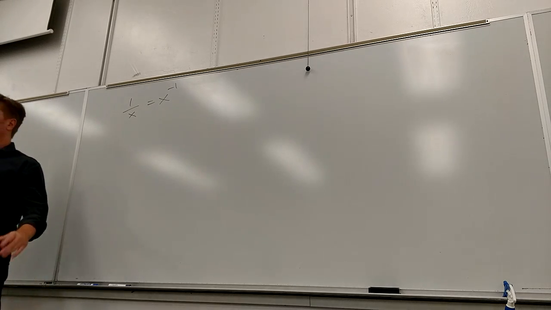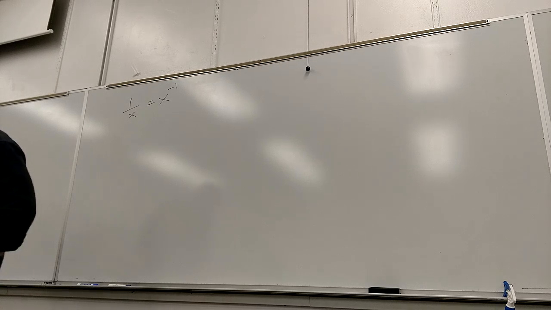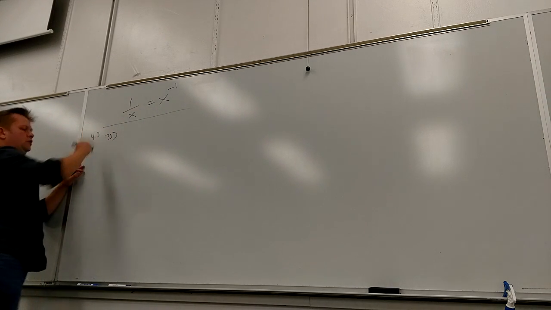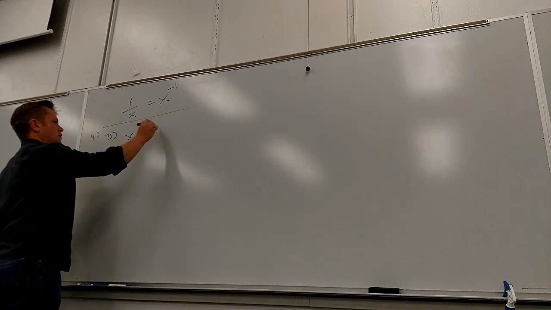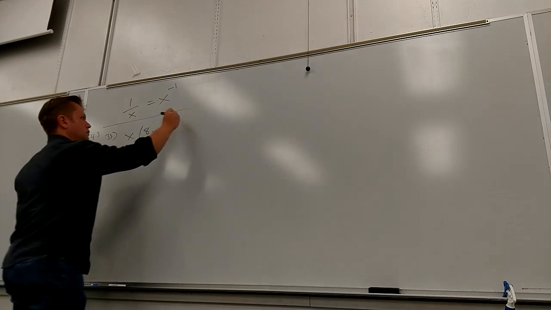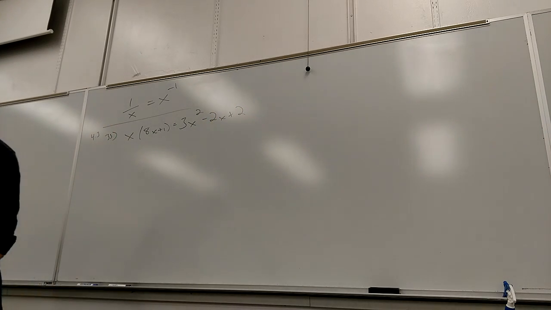I got a question for number 33, section 4.3. So that's the one that's got x times 8x plus 1 equals 3x squared minus 2x plus 2.